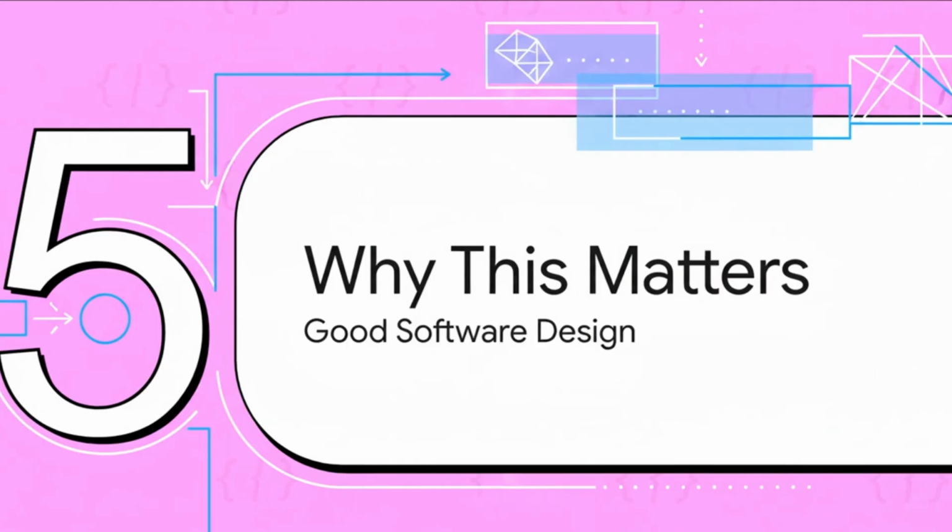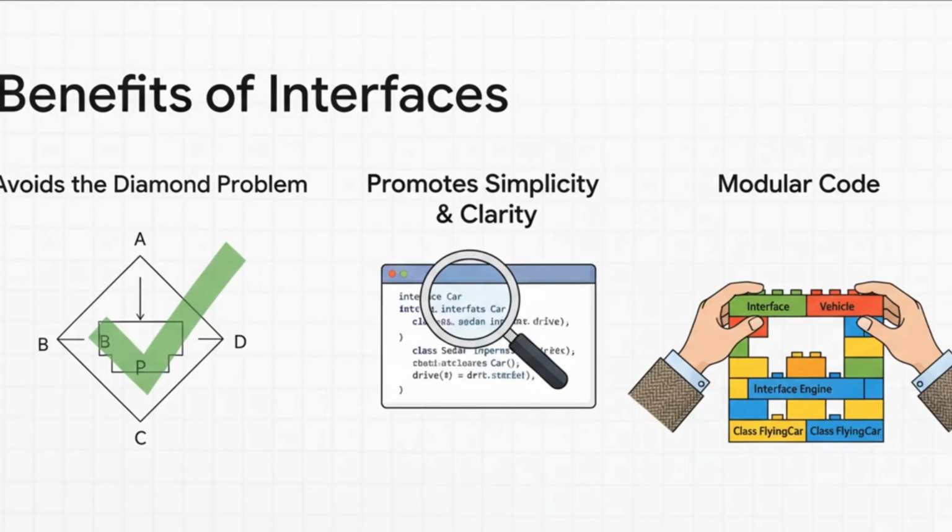So, let's start to wrap this up by looking at why this approach is so much more than just a clever trick. It's actually a cornerstone of good software design. Why does this all matter for us as developers? Well, using interfaces gives us some massive benefits. First off, obviously, it completely sidesteps the diamond problem. But it also naturally pushes you to write cleaner, more modular code. You end up building systems almost like you're snapping together Lego bricks of functionality, which is absolutely crucial when you're trying to build complex software that you can actually maintain over time.